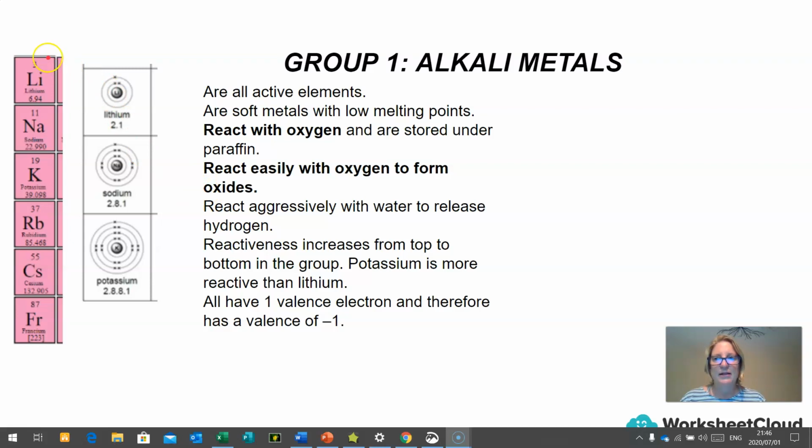Our group 1 metals, and the three that you need to know are lithium, sodium, and potassium, also react aggressively with water to release hydrogen. So the reactiveness increases as we move from the top to the bottom, which means that potassium is more reactive than lithium.